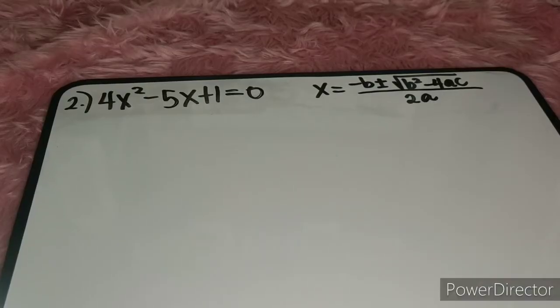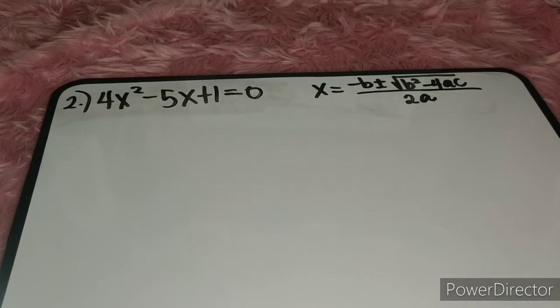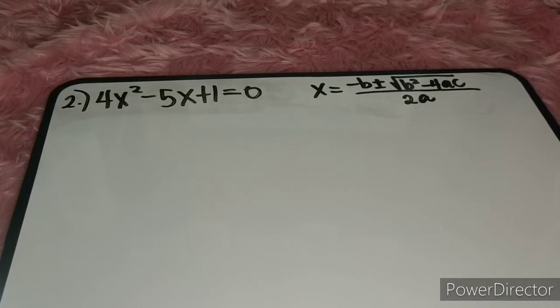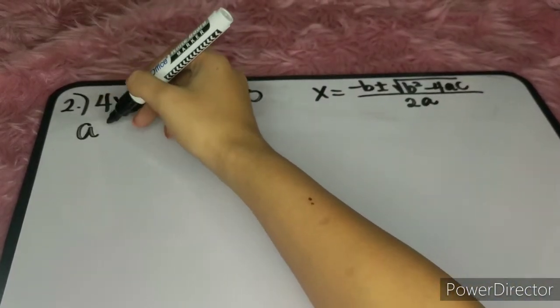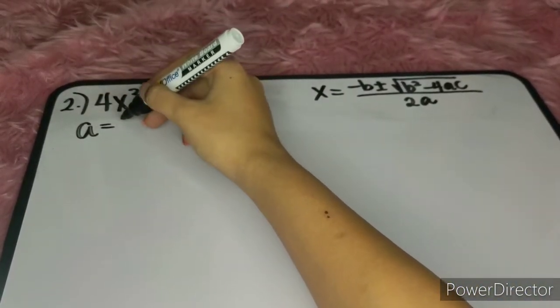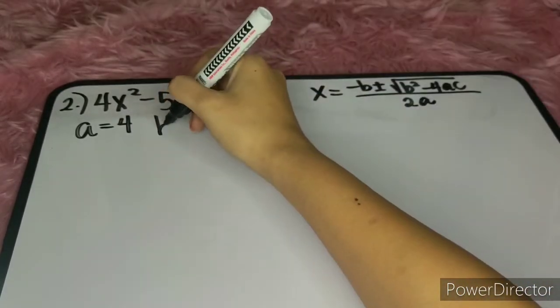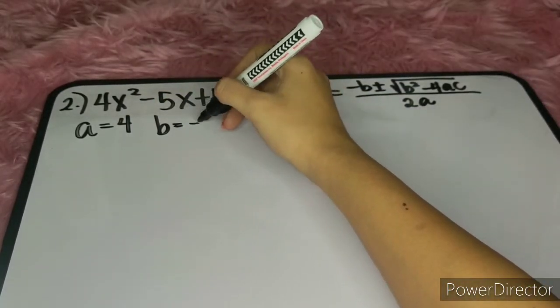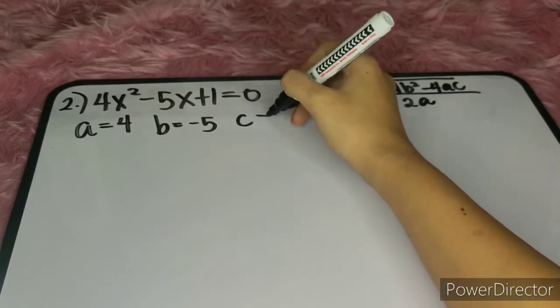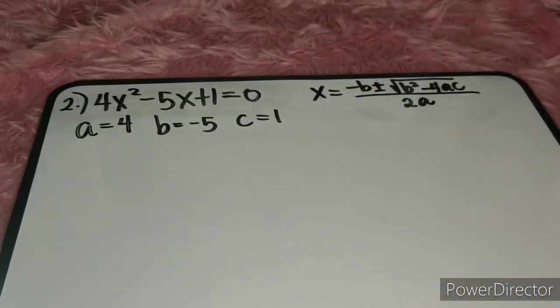Second example. Okay, so it's already in general form. Let me first identify the values for a, b, and c. So a is equal to 4, b is equal to negative 5, and c is equal to positive 1. It just so happens that my b is negative again, but sometimes it is positive, okay?